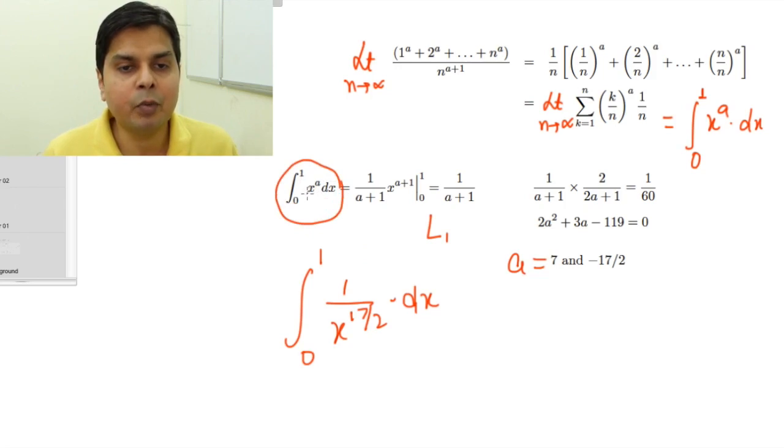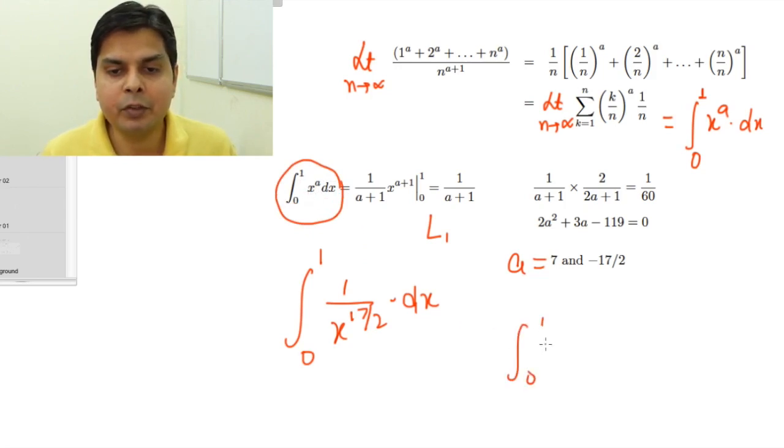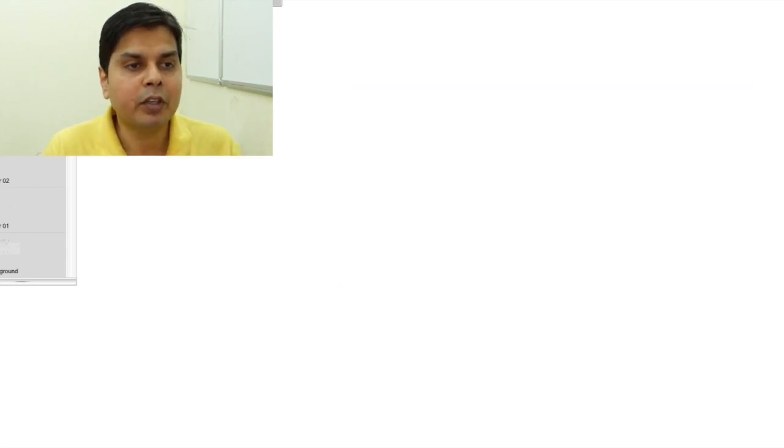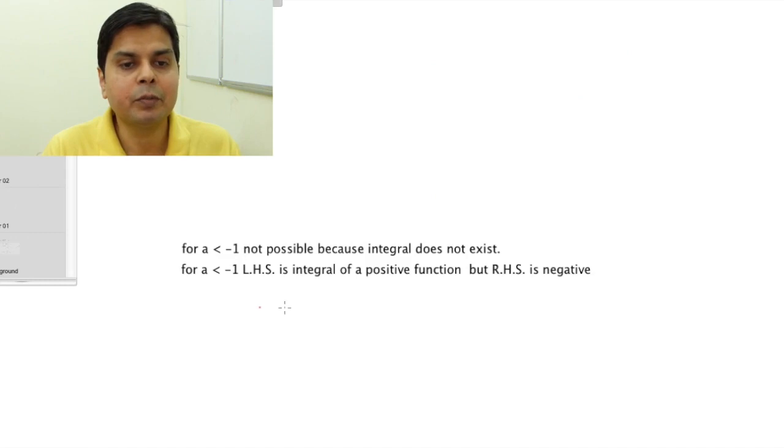So your LHS is positive. That is my integral 0 to 1 x to the power a dx. X to the power a is positive for x between 0 and 1, so this whole thing is positive. Now what is your RHS? RHS you are getting as 1 by a plus 1. Now for a equal to minus 17 by 2, this will be negative. So your LHS is positive and this RHS is negative, so this cannot be satisfied for a equal to minus 17 by 2. So the only correct answer of this question is a equal to 7.